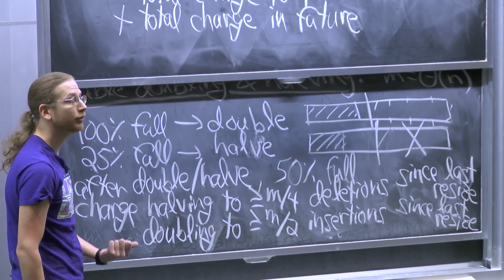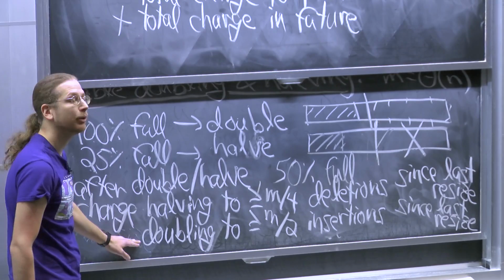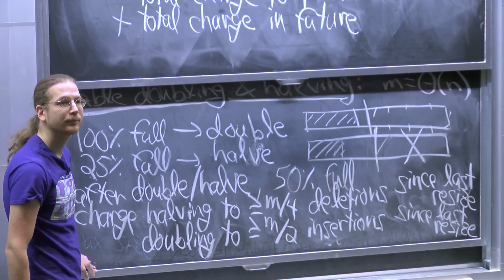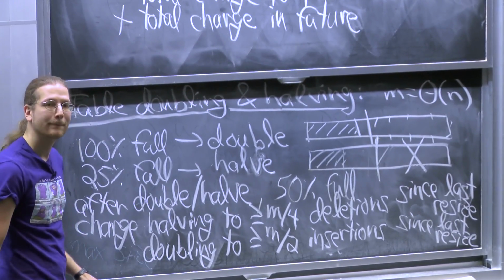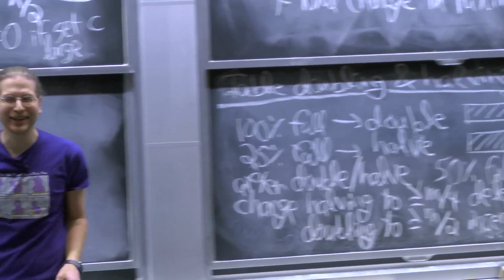Therefore, insertions and deletions are constant amortized. Halving and doubling is free amortized. Clear? This is where amortization starts to get interesting. Right?